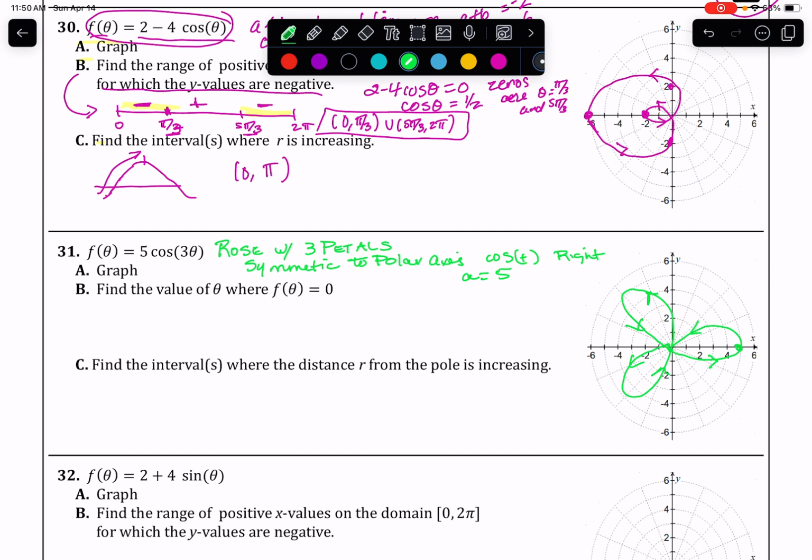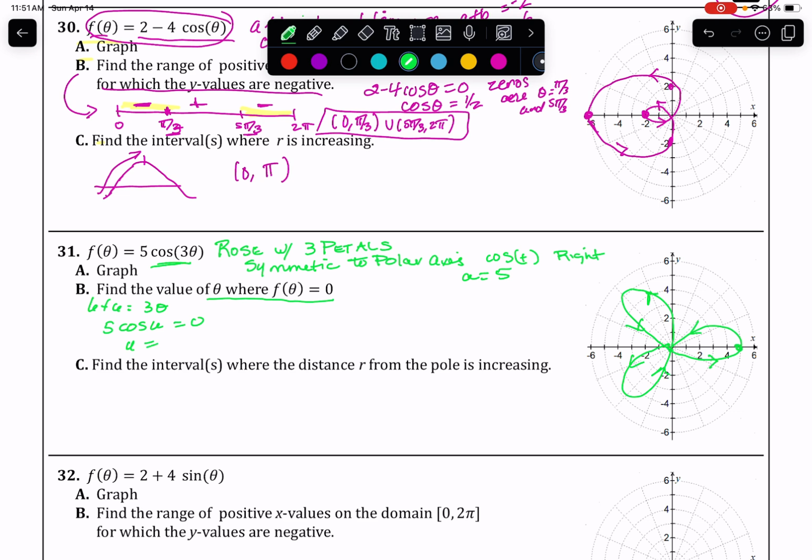Okay, so we want to find the values. This time they have you where theta is 0, so this is finding our zeros. So we're going to say now the domain for this one would be just a pi, okay? And so we can go, okay, we're going to say 5 cosine 3 theta is equal to 0. All right, wait a minute. We have a 3 theta, right? So we're going to let u equal 3 theta. So 5 cosine u is equal to 0.